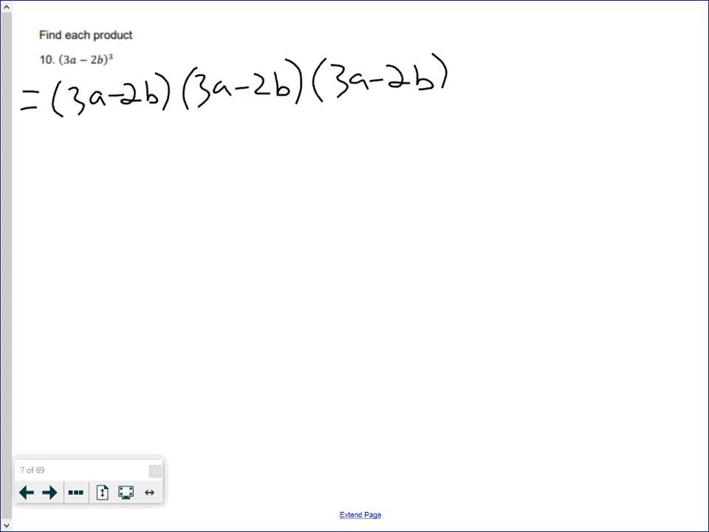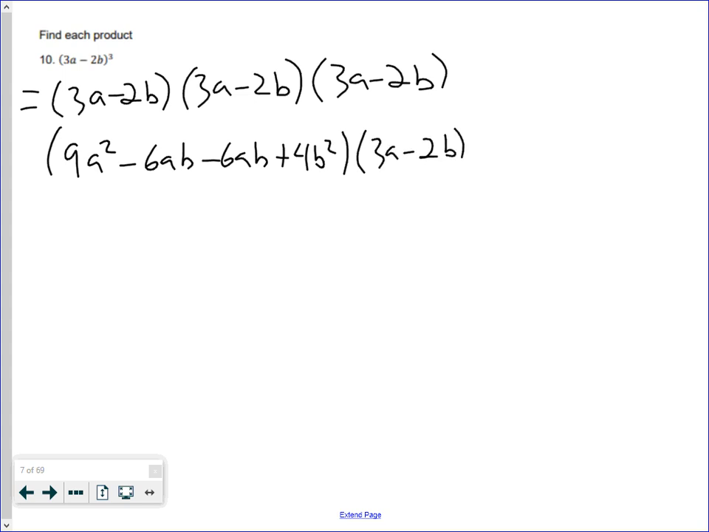So when we do 3a minus 2b times 3a minus 2b, we're going to distribute out the 3a. We get 9a squared minus 6ab minus 6ab plus 4b squared. All of that times 3a minus 2b. Let's go ahead and add like terms in this big first polynomial. We get 9a squared minus 12ab plus 4b squared, all times 3a minus 2b. And now we need to FOIL this out one more time.